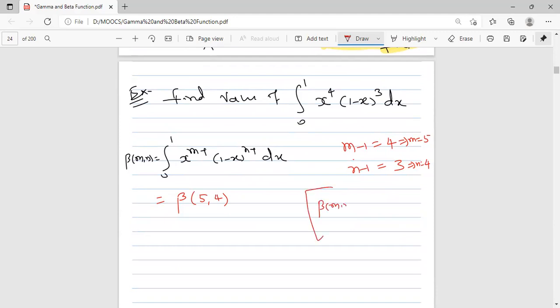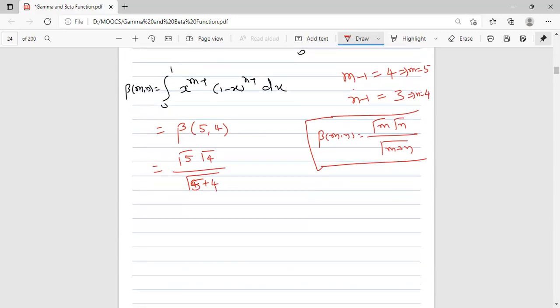Beta of m, n is equal to gamma m gamma n divided by gamma of m plus n. By using this formula, I will write this as gamma 5 gamma 4 divided by gamma of 4 plus 5. What is gamma 4? Gamma 4 is 3 factorial. Sorry, gamma 5 is 4 factorial, gamma 4 is 3 factorial, and this is a 9.